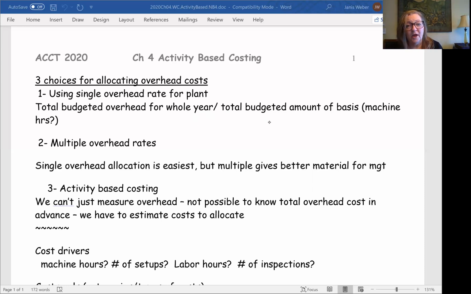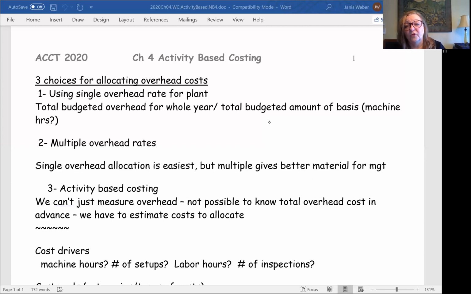So the multiple overhead rate is exactly like the single overhead rate, except there's more of them. So it's more complicated just because you have to keep straight: am I talking about mixing? Am I talking about baking? Or am I talking about decorating? Or whatever your departments are. That is just a little bit sticky because you have to track down all the costs for your department. But it's not harder or more different at all than doing the single plant-wide rate. It just makes you do it for each department.